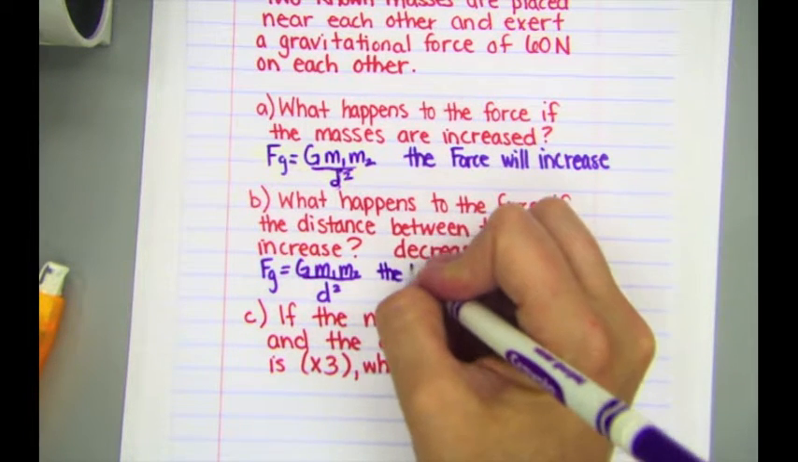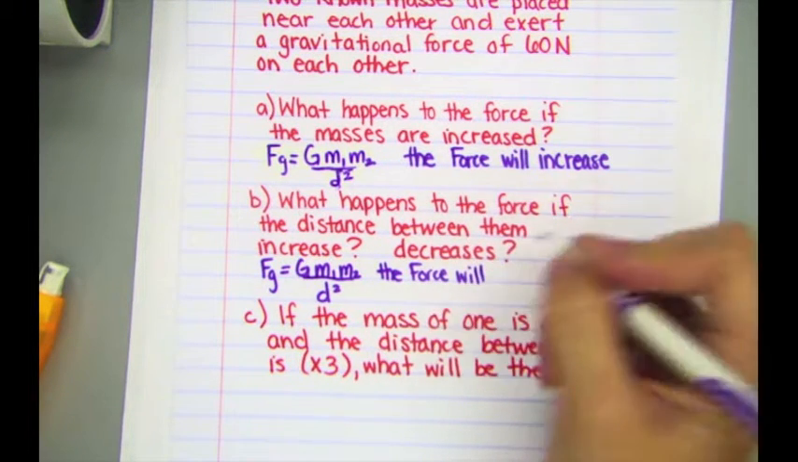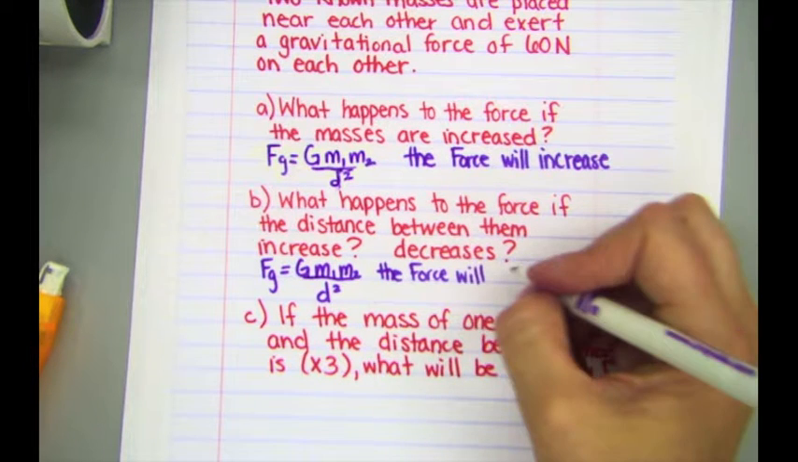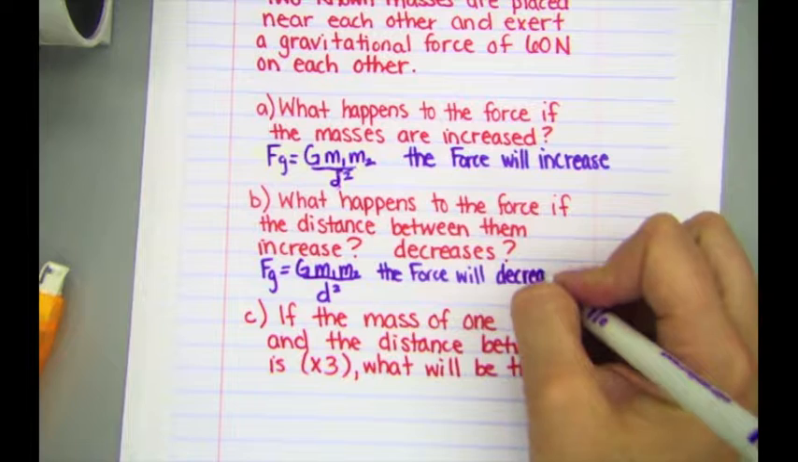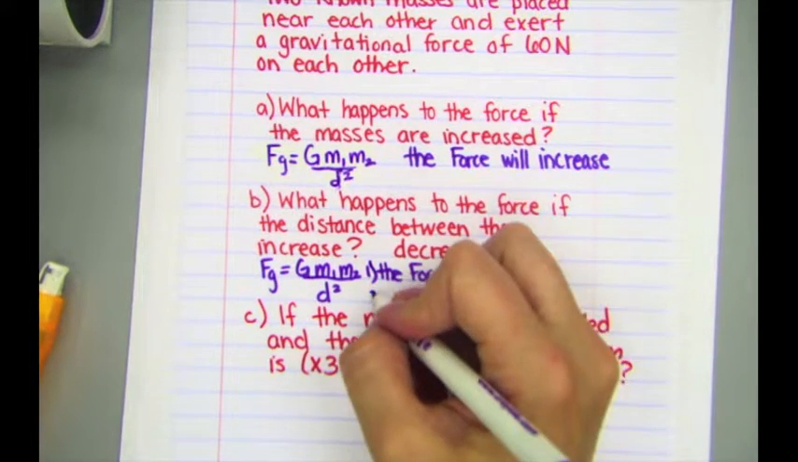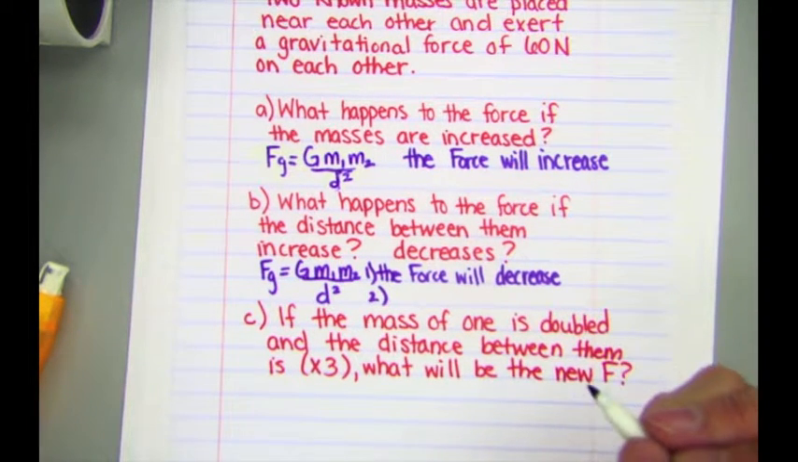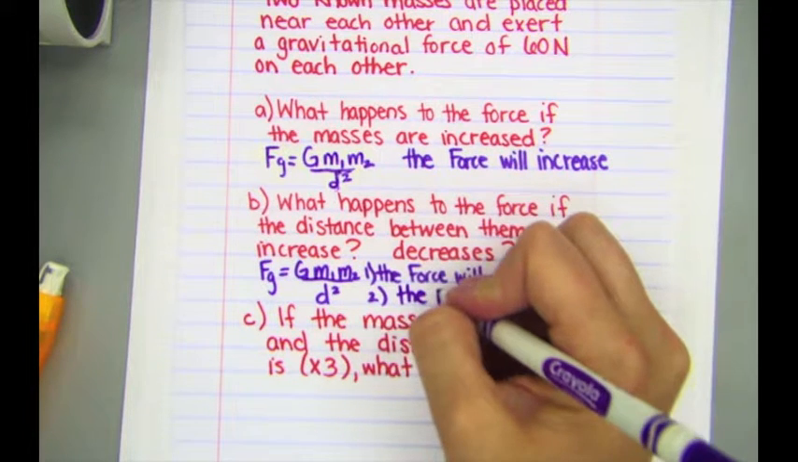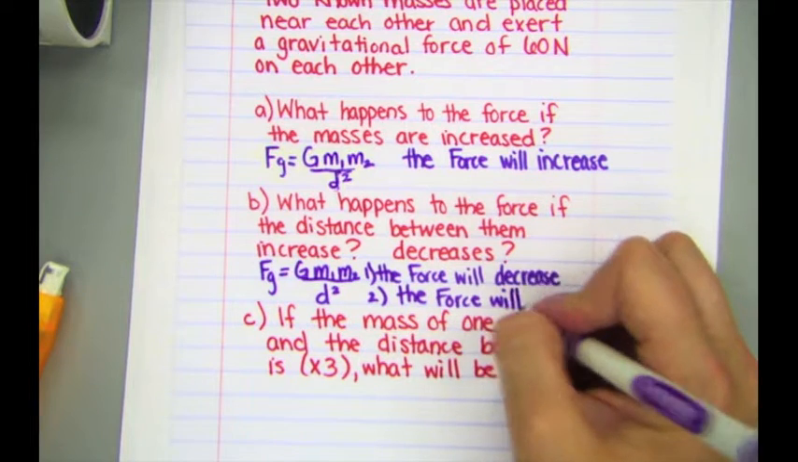the force will be inversely proportional with a square. So it will decrease. Okay, that's the first one. If I decrease the distance, meaning make them closer together, the force will increase.